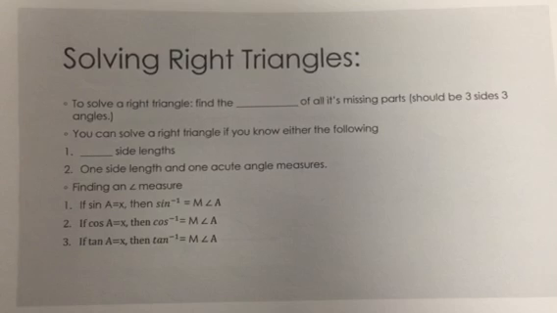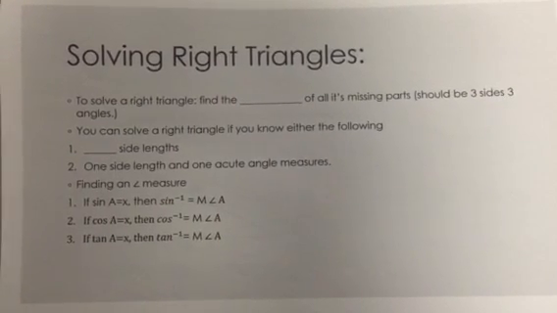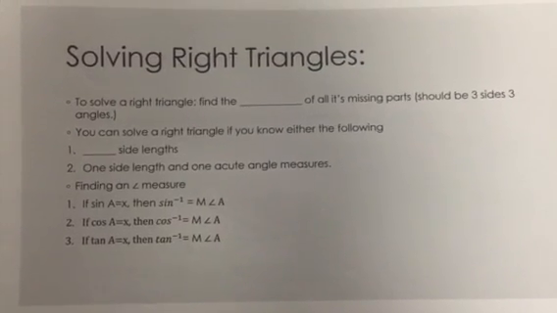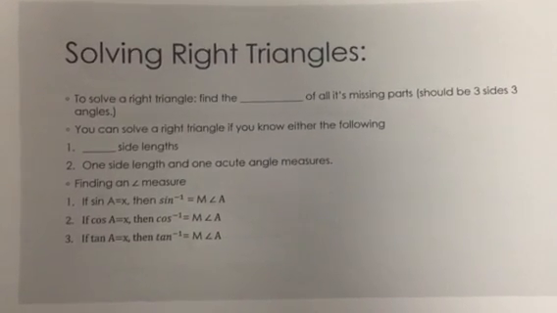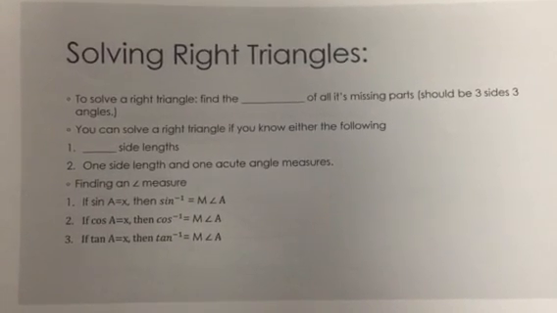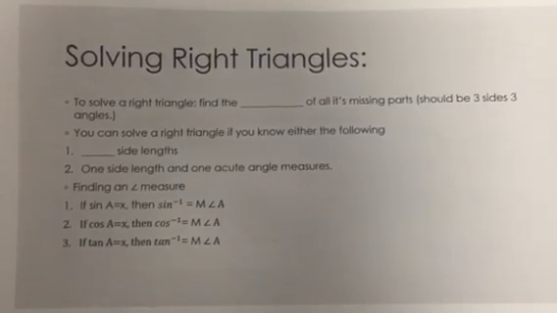If sine A equals x, then sine inverse of x equals the measure of angle A. If cosine A equals x, then cosine inverse of x equals the measure of angle A. If tangent A equals x, then tangent inverse of x equals the measure of angle A.